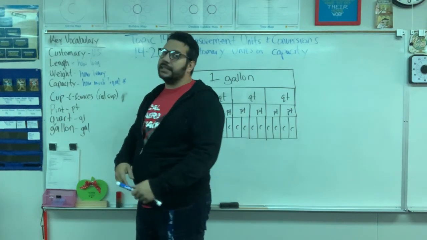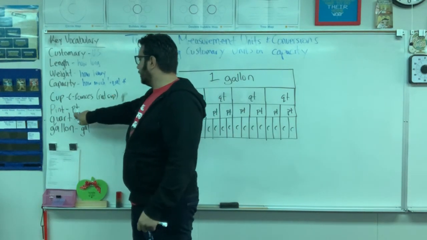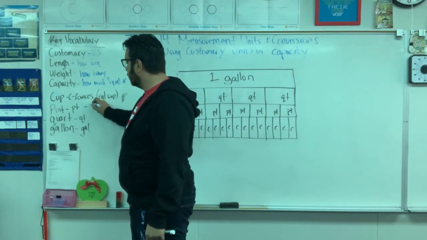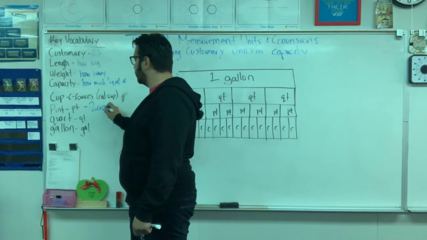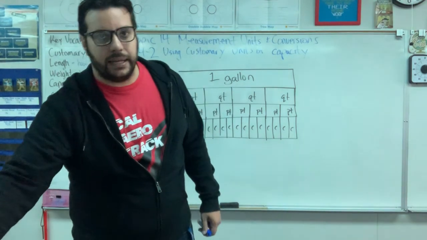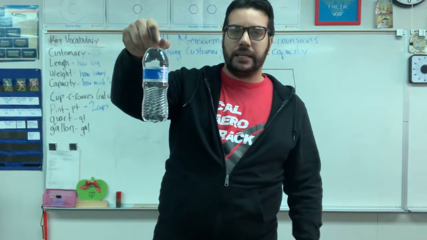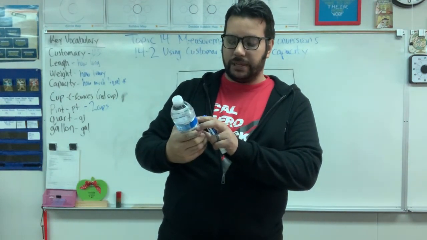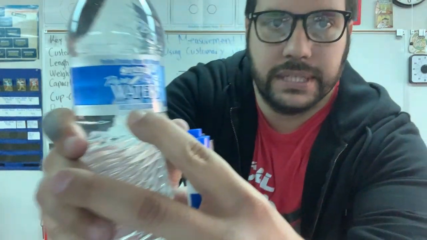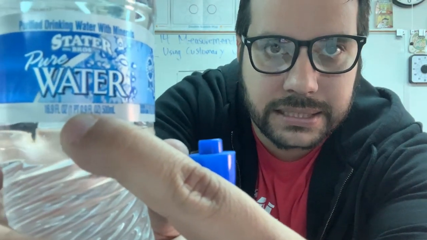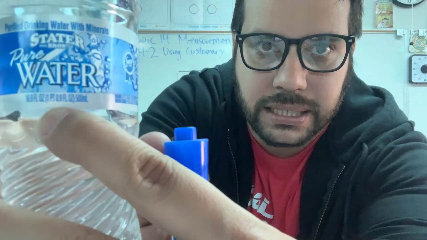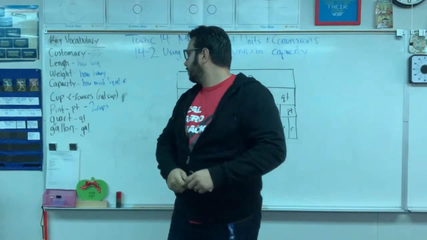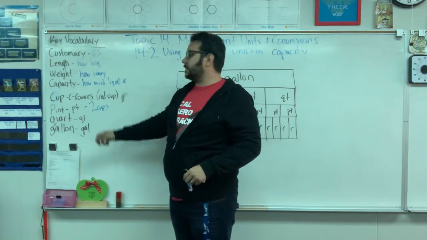A pint. A pint is abbreviated as PT, and that equals 2 cups. So once again, our water bottle is slightly over 2 cups and it is slightly over 1 pint. If you could see right there, it is 1 pint, 0.9 ounces, or 16.9 ounces, which is 2 cups and 0.9 ounces.